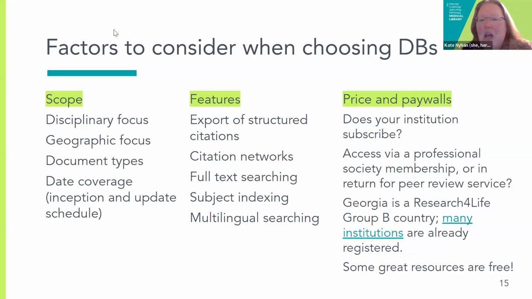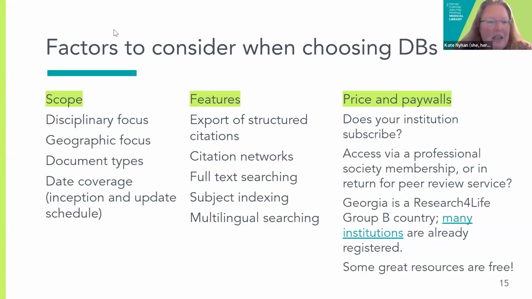Georgia is a Research for Life Group B country, and that means that institutions in Georgia, including educational institutions, government offices, hospitals, nonprofit organizations, can register with the WHO and Research for Life for access to scholarly literature, including bibliographic databases, at a very reduced cost.